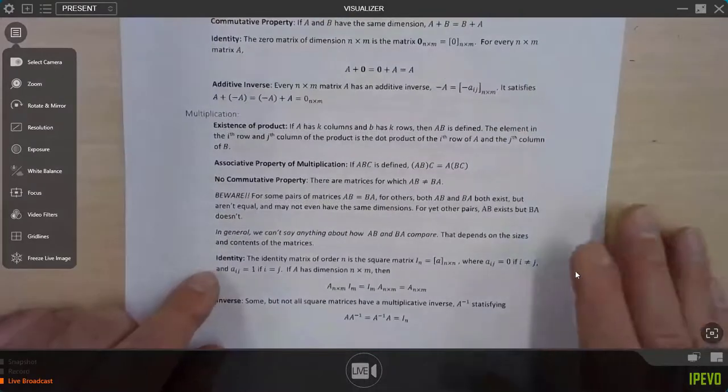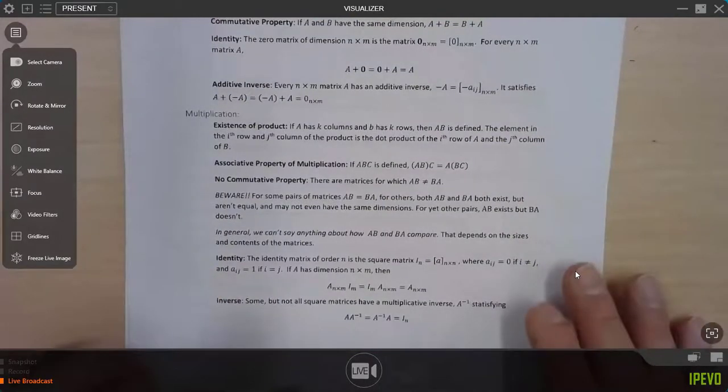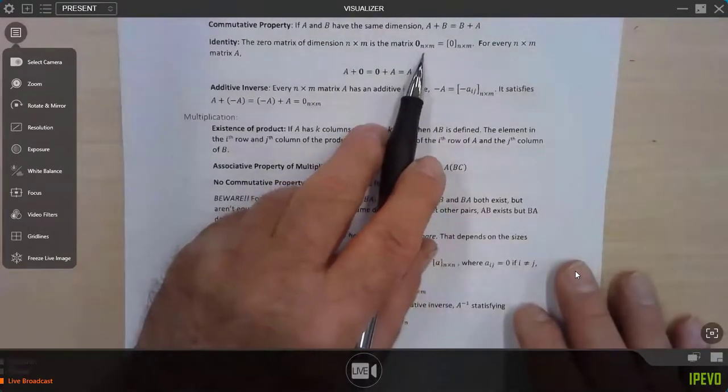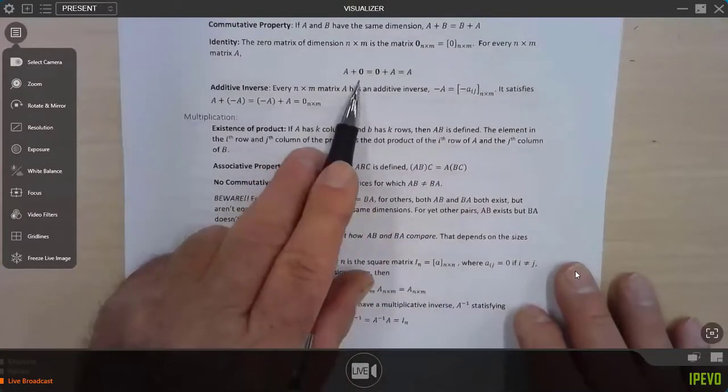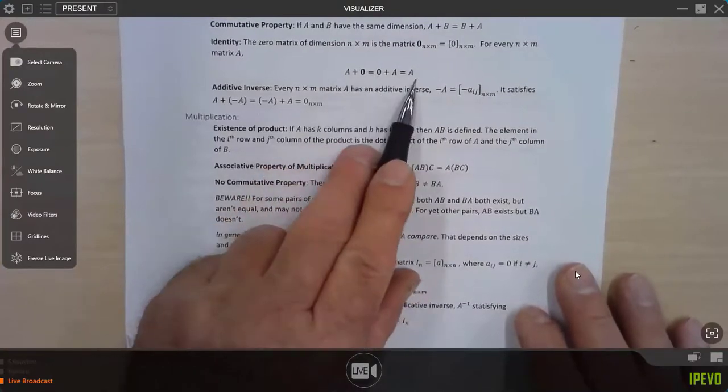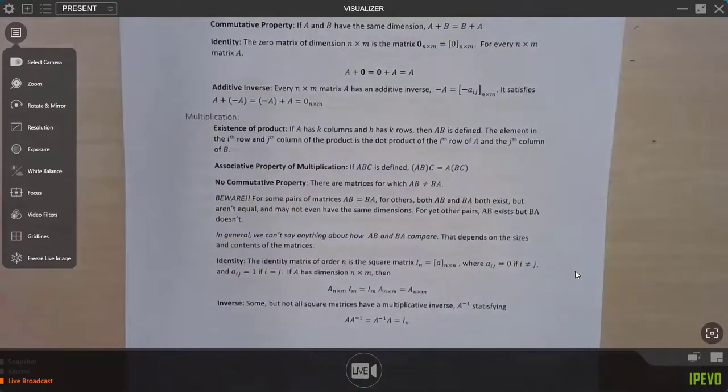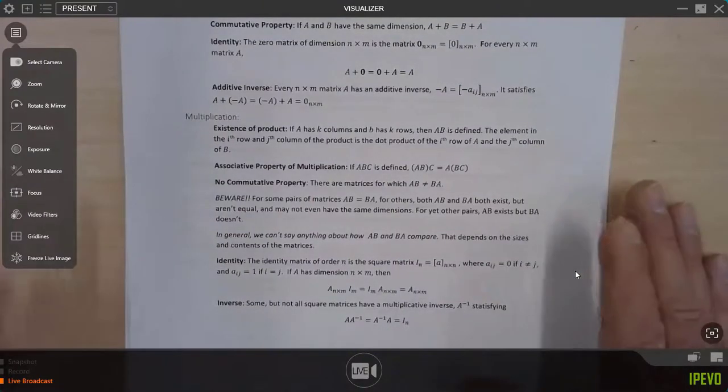The zero matrix, it's the additive identity. If you add it on the left or the right to a matrix A, you'll get A back, assuming you start with an appropriately sized zero matrix.